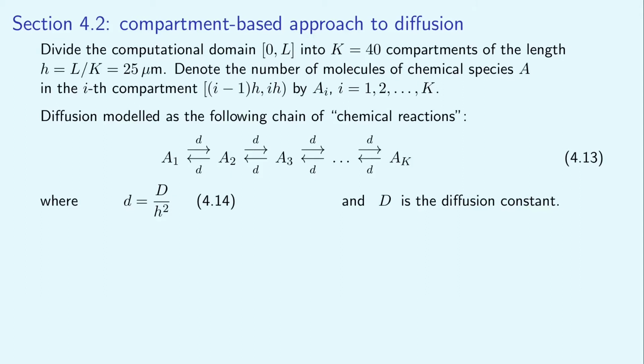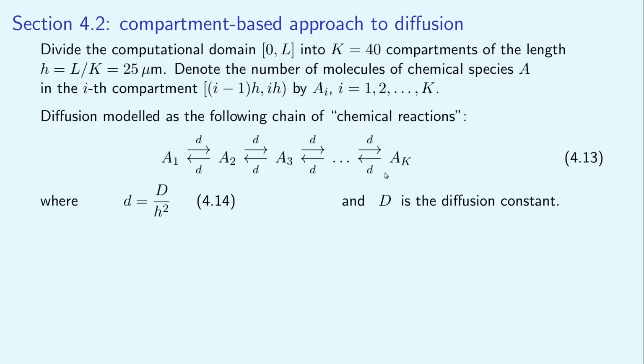In particular, from the mathematical point of view, there is nothing new in this section on the compartment-based modeling. The presented model can be considered as another example of a stochastic chemical reaction model, so you could consider section 4.2 as another exercise to practice the mathematical techniques which we have discussed in chapter 1.